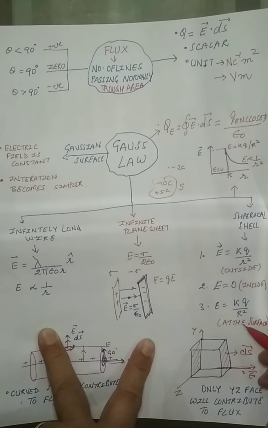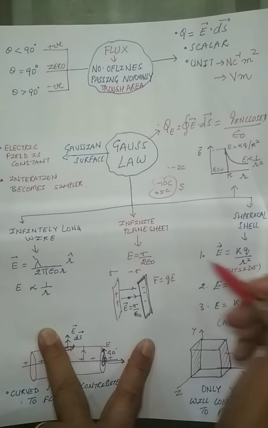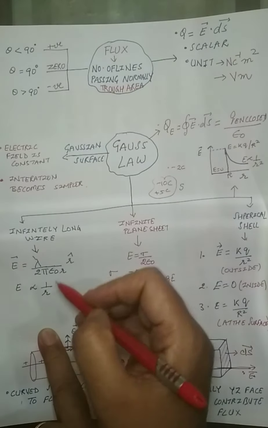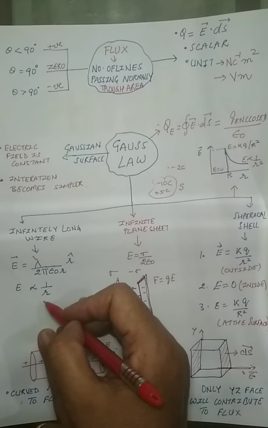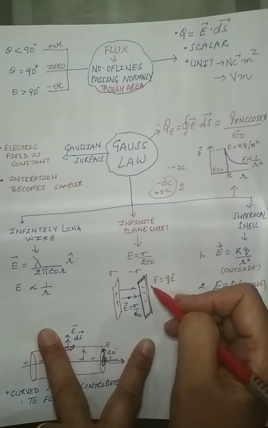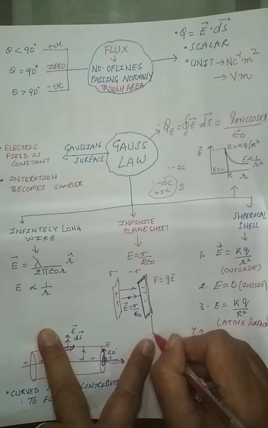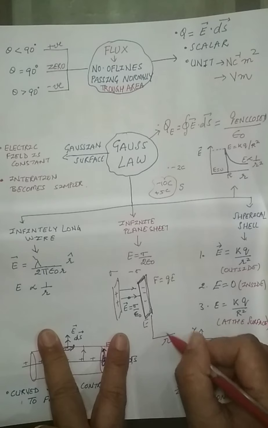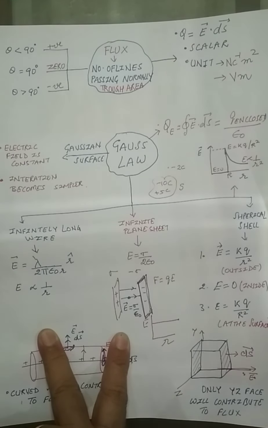And the next important question that can come is on these graphs, children. The graphs in all the cases are examples. You should only know the relation: in the case of the infinitely long wire, the field is inversely proportional to r. In the case of the infinite sheet, it is independent of r. That means if you have to plot the graph between E and r, the graph will simply be a straight line. It does not depend upon r, it is constant.